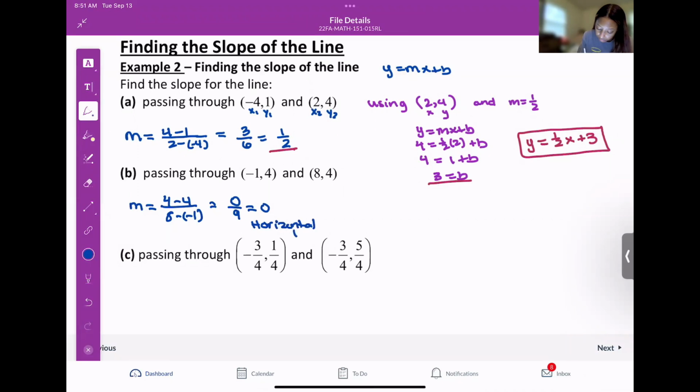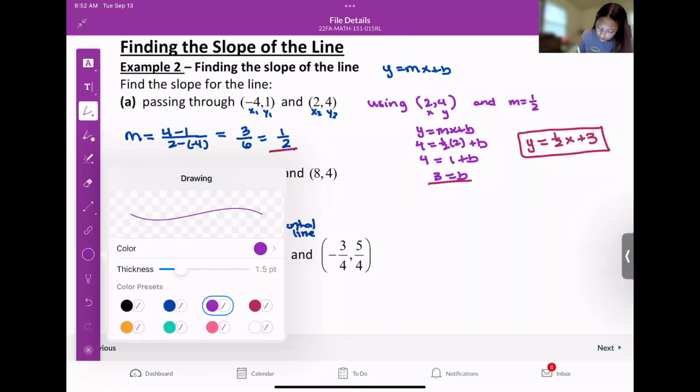And the quick way to figure out what the equation is, for a horizontal line, it's always going to be y equals whatever the y coordinate is. Both of these have a y coordinate of 4. It'll be y equals 4. But let's say you forget that. You can use that same process that we used in the last example by picking a point and the slope to show that the equation is actually y equals 4.